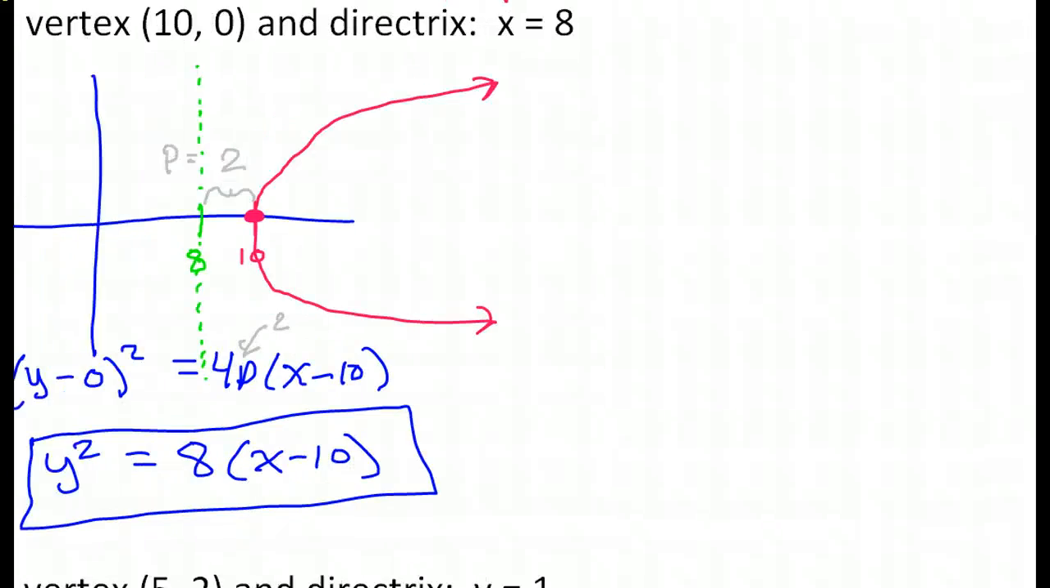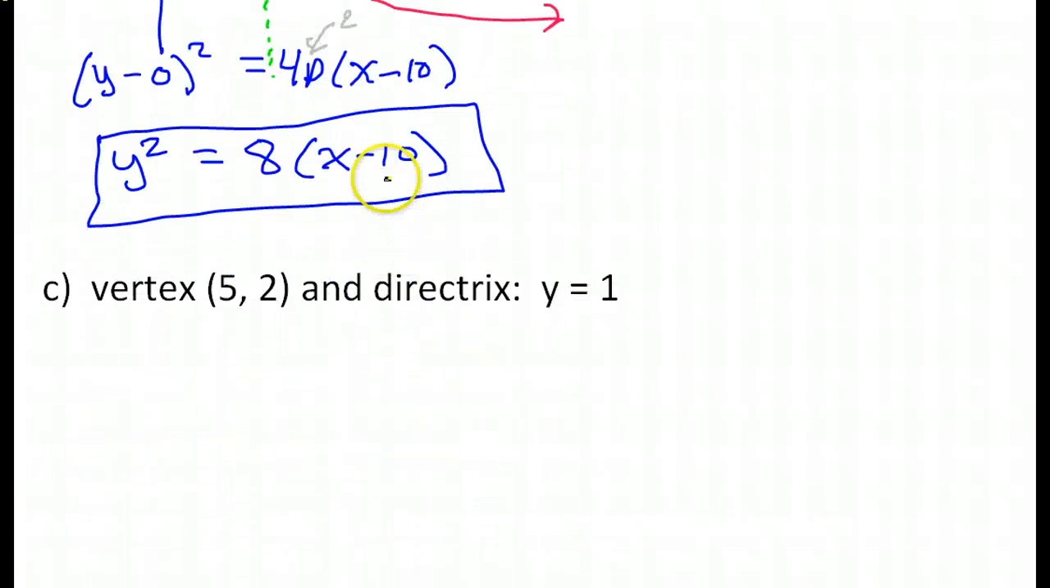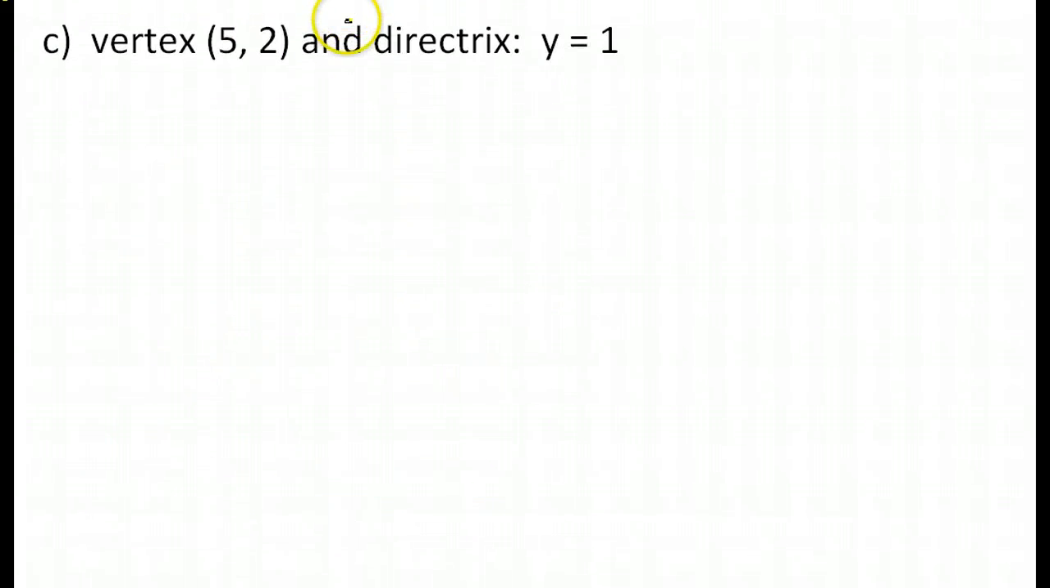Alright, there's a C and a D. Let's check those out. Alright, no pencils please. Watch me and learn, but go back and do it yourself. It's the only way to truly learn. Okay, vertex, directrix. Let's do a sketch.